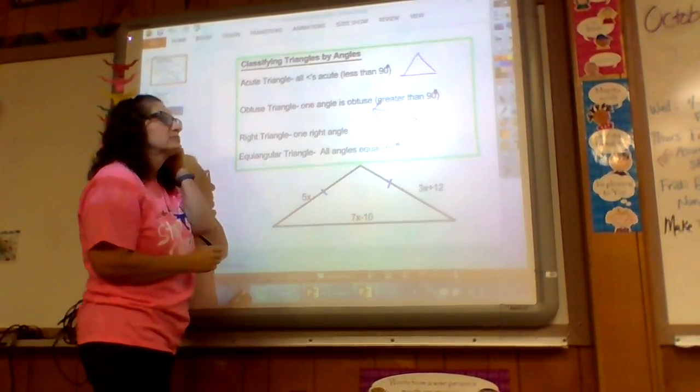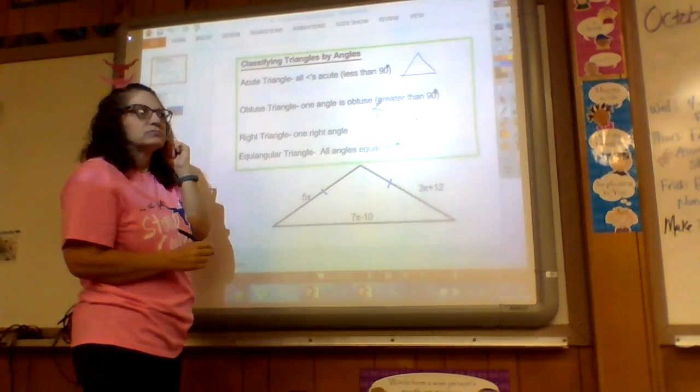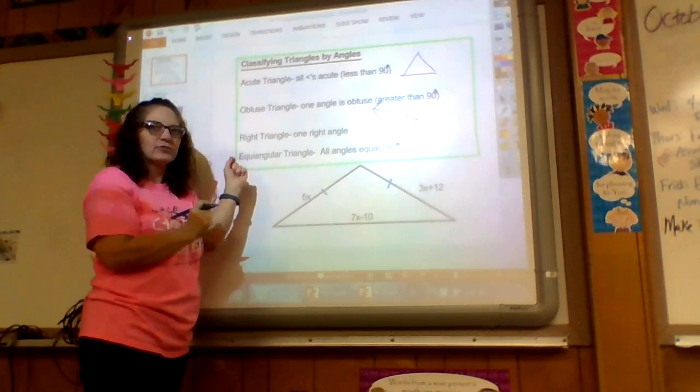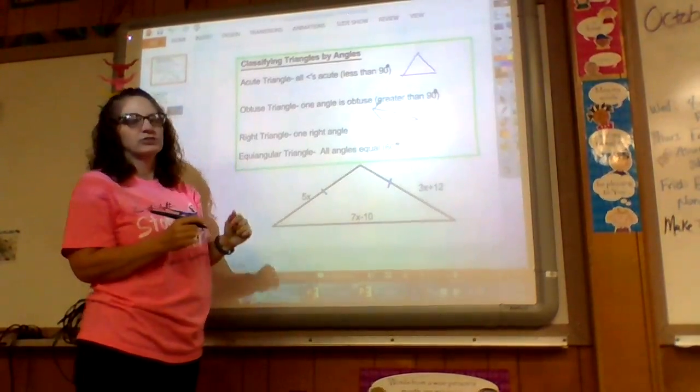Could you have like a 179 degree obtuse angle? Probably. Half and half, I guess, maybe, if it was isosceles, but it would be almost looking just like a line.